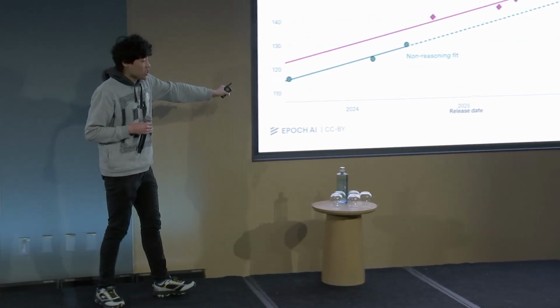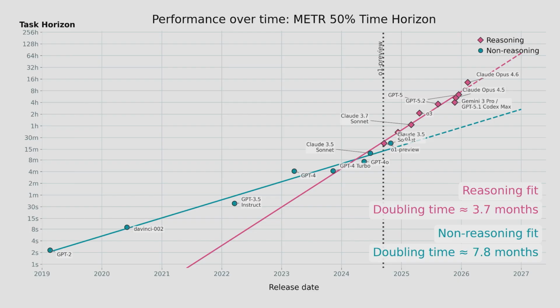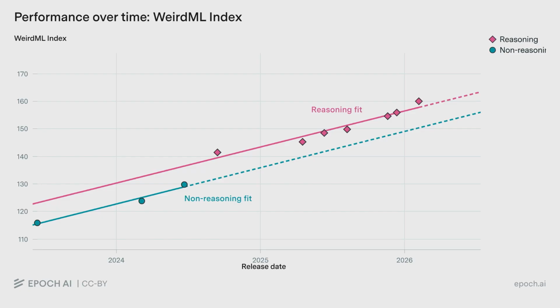There is another benchmark which I really like. It's called the Weird ML Index. Previously, I showed that reasoning is the red line, and the blue line is non-reasoning models. You can see that there is a trend showing reasoning models are much more capable. But this benchmark shows that actually it's false. Reasoning models are actually not that much better.